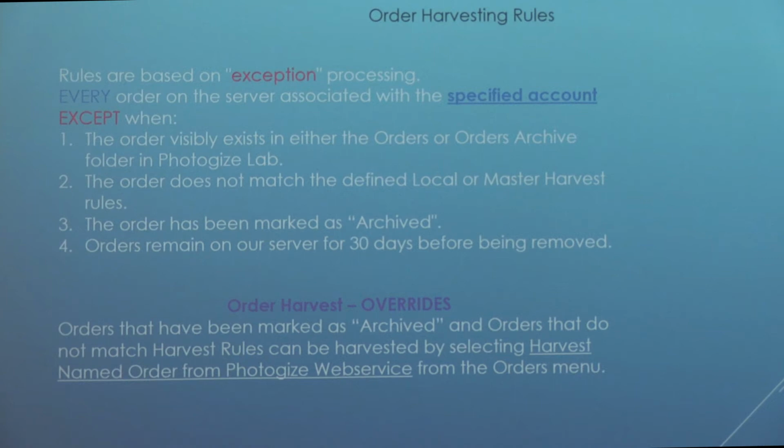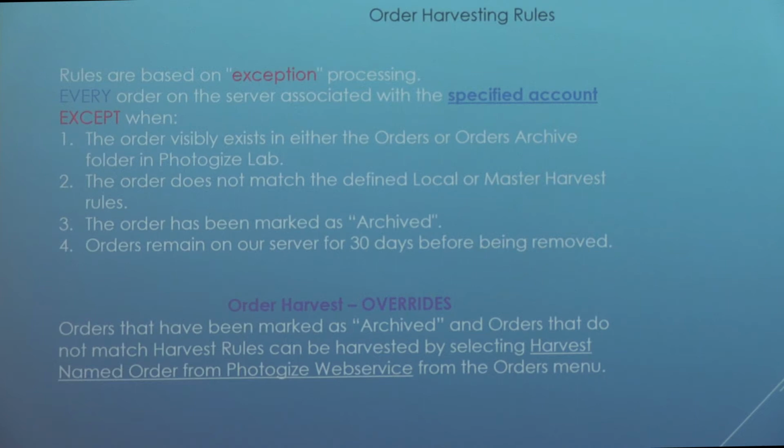If the order has been marked as archived, and that archived is actually on our web server, that order will not come down. It will not harvest. Archived means it's already been processed, it's already been printed, it's sat in the order archive the specified number of days, and it goes out to our server. We mark it as archived. It disappears from your order archive. It will not come down at all. And just as a note, the orders remain on our server for at least 30 days before being removed. The 30 days corresponds to the length of time a customer's album will be up there by definition.